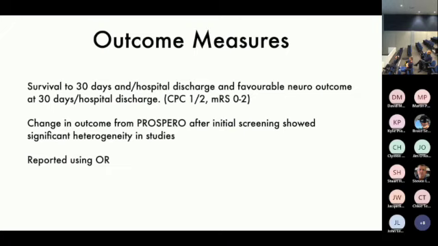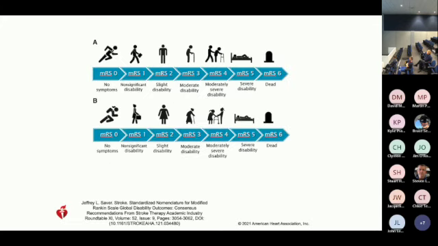So the outcome measures we were interested in were obviously survival to 30 days and hospital discharge, and favorable neurological outcome at 30 days or hospital discharge. And we used CPC 1 or 2 as good outcome, or modified Rankin score of 0 to 2. We actually made a change in the outcome from the original PROSPERO after we initially screened the articles, showing significant heterogeneity in studies and how they reported outcomes, which was flabbergasting, really, when you think about it in terms of outcomes in cardiac arrest. And then we reported using odds ratio. This is a modified Rankin score. If you're not 1 or 2, you're deemed to have a reasonable outcome.